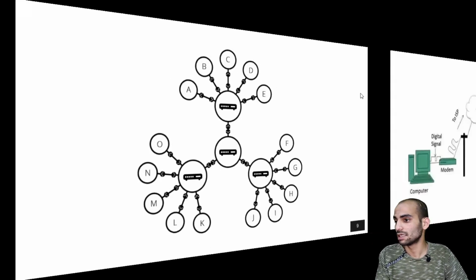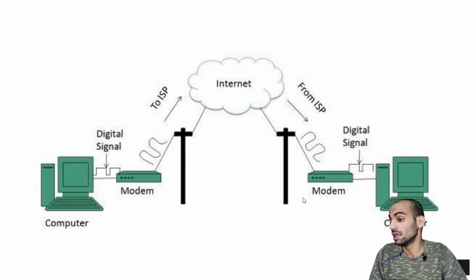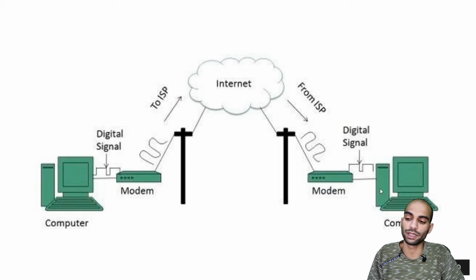So now let's talk about how things work on the ground. So for example, you have a computer here and there is another computer in Delhi. I have a computer in Kullu, and there is another computer in Delhi.